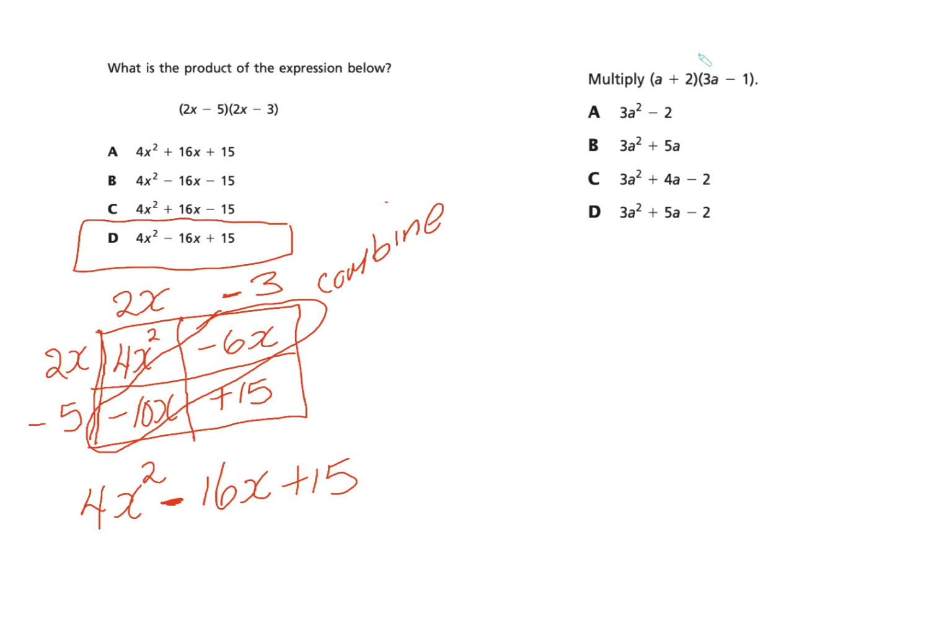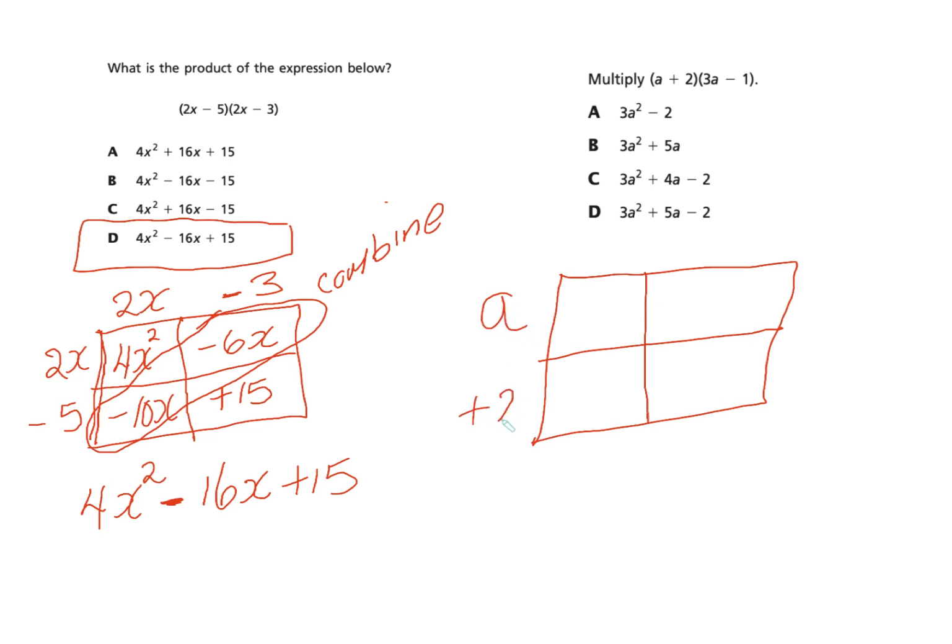Let's try that again. We have to multiply a plus 2 with 3a minus 1. So I get my square, like I'm doing a Punnett squared. Okay, I'm going to divide it into 4. So over here, this is a, and this is positive 2. Over here, this is 3a, and this is negative 1. A times 3a is 3a squared. A times negative 1 is negative a. 2 times 3a is 6a. And 2 times negative 1 is negative 2.